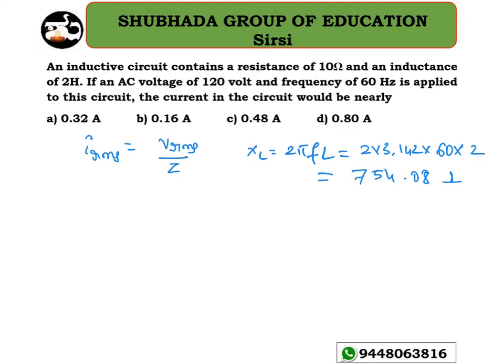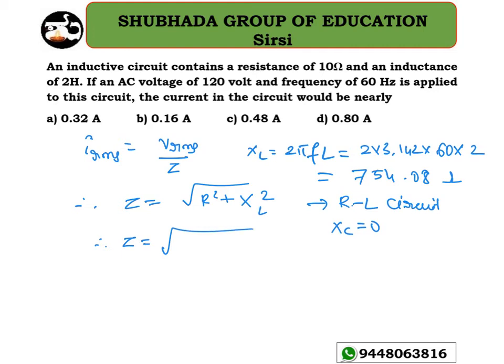XL equal to, so let me try to calculate the value of Z here. Z equal to square root of R square plus XL square, as it is an RL circuit. Okay, this is an RL circuit. So that's the reason why XC is going to be how much here? The XC is going to be 0 here. So that's the reason why I can take XL as 754.08 ohm here. Okay, so let me substitute that. Z equal to square root of, now R square is 10 square plus 754.08 square.